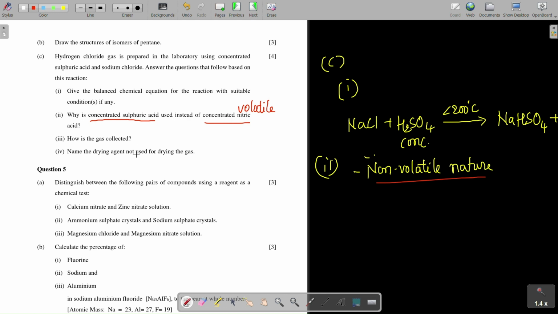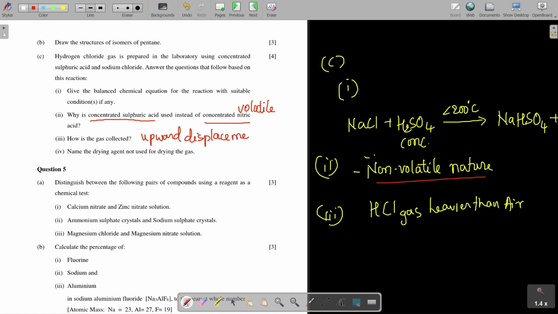How is the gas collected? Remember, you should not have confusion: HCl gas is heavier than air. So we are collecting HCl gas over air. Since it is heavier than air, we use upward displacement of air. Okay, this is the method. Ammonia gas is lighter than air, so there you will use downward displacement of air.